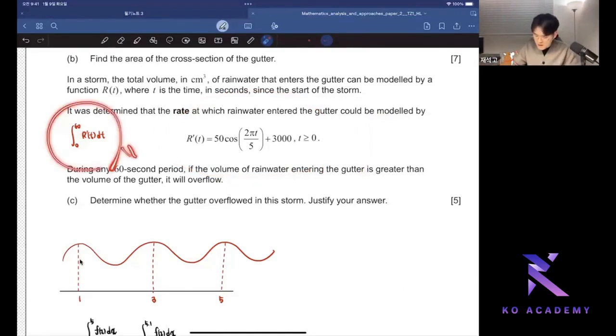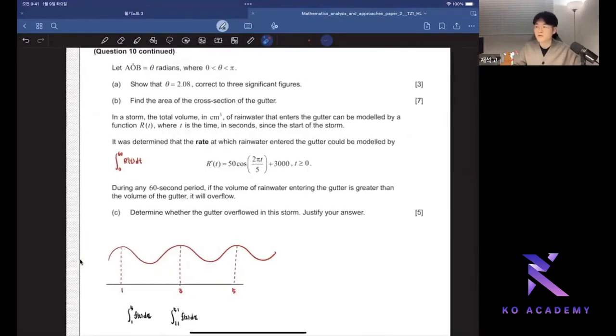So, for calculating this integral value, for example from 1 to 60, it's the same thing. No matter how you cut those 60 seconds, the value stays the same. What's the value? It's 180,000. Looking at the value, that's overflowing because it's larger than the volume of the outer shell.